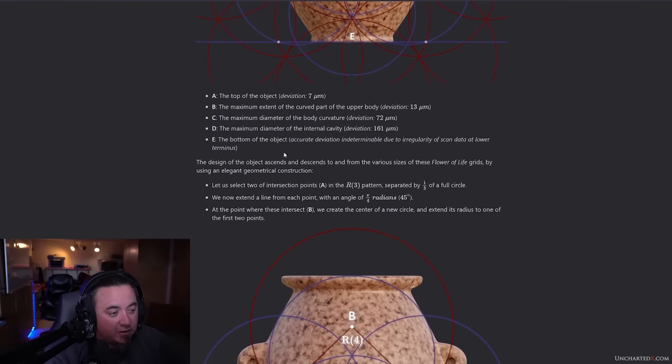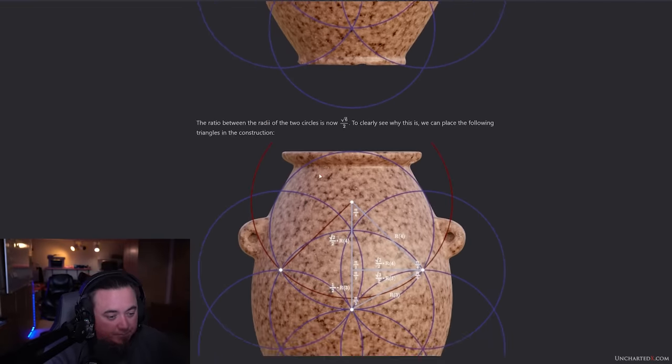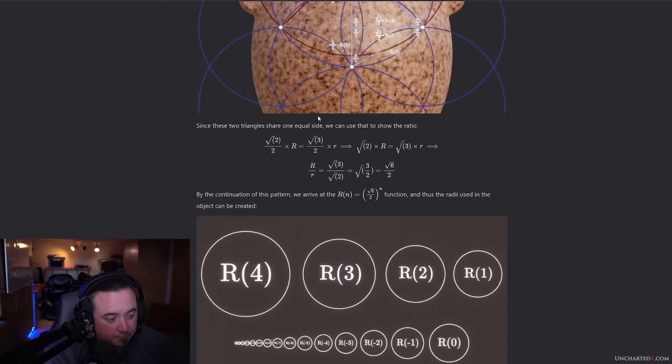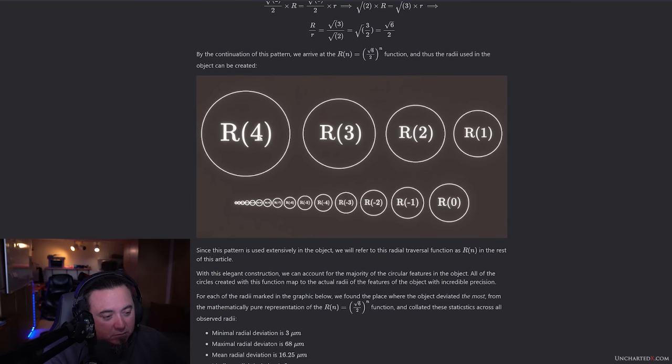So essentially, he goes into some of the proof of this here, right, showing you some of the maths behind it, which we don't need to get into. By the continuation of this pattern, we can arrive at the Rn equals this. This is the radial transversal function, and thus the radii used in the object can be created. So now you have this number of circles, so R4, R3, right down to R minus whatever, right?